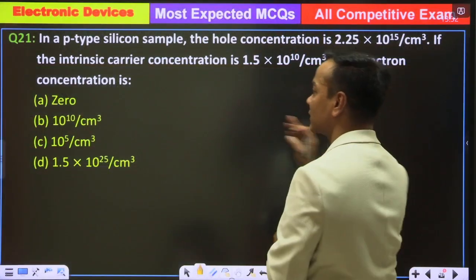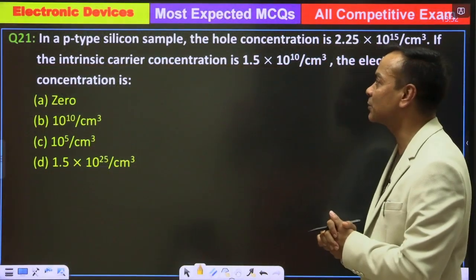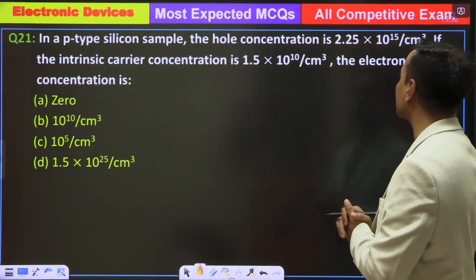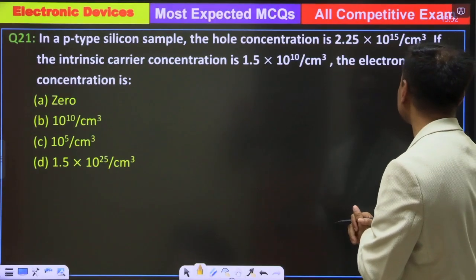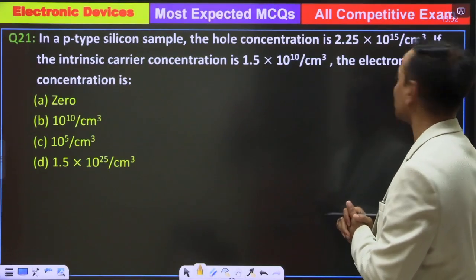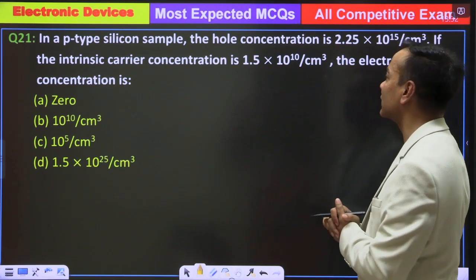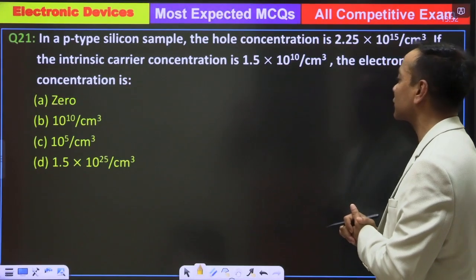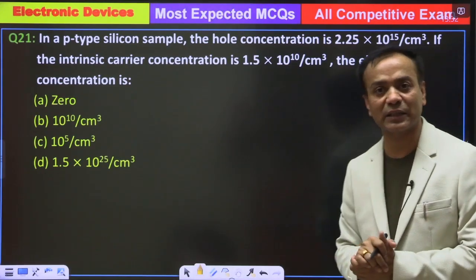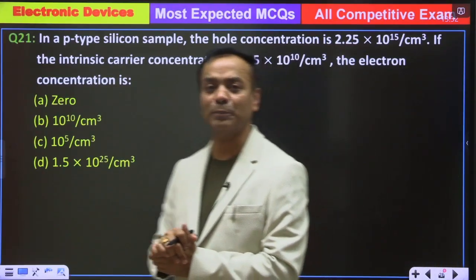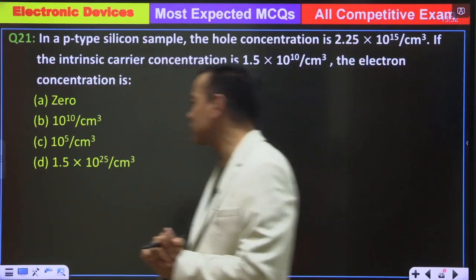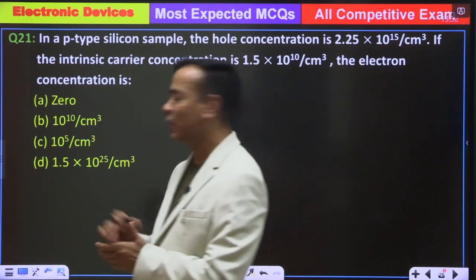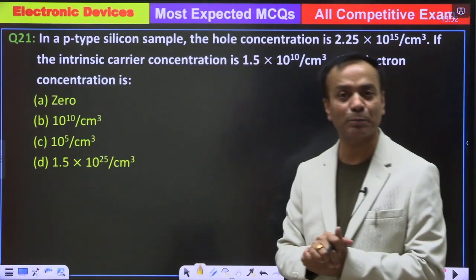So here this is the question. In a p-type silicon sample, the hole concentration is 2.25 × 10^15 per centimeter cube. If the intrinsic carrier concentration is 1.5 × 10^10 per centimeter cube, the electron concentration is: option A 0, option B 10^10 per centimeter cube, option C 10^5 per centimeter cube, option D 1.5 × 10^25 per centimeter cube.